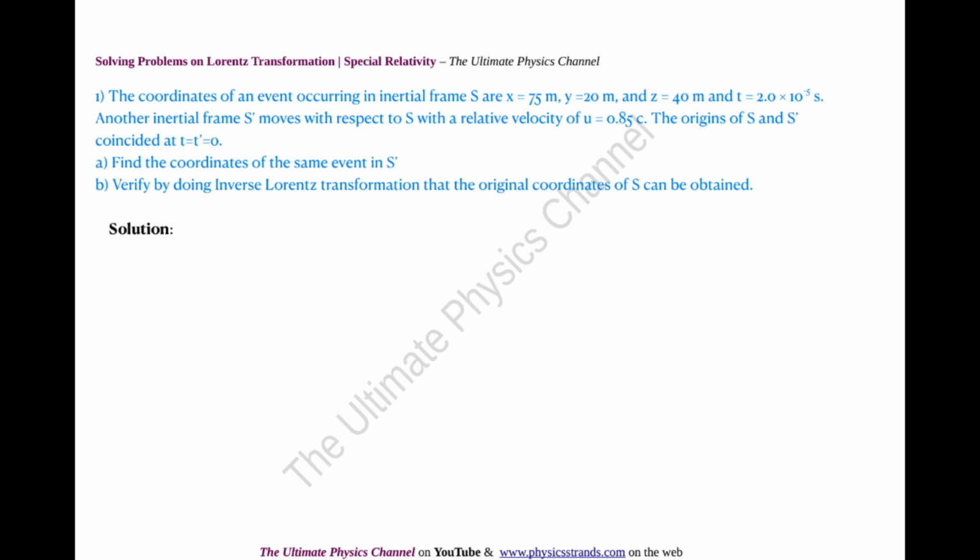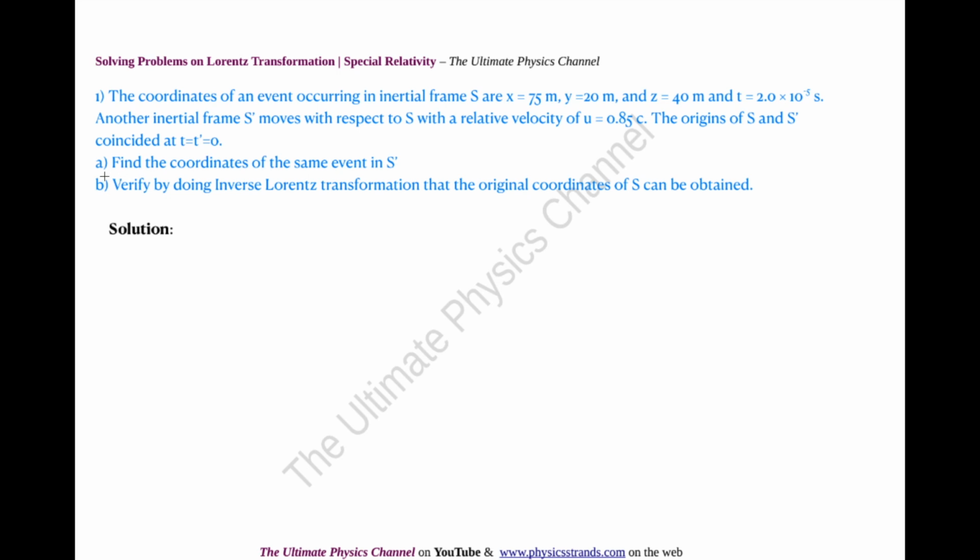The first problem: the coordinates of an event occurring in inertial frame S are x equal to 75 meters, y equal to 20, z equal to 40 meters, and the time is 2 times 10 power minus 5 seconds, right? So we have got x, y, z and t in the S frame of reference. Now another inertial frame S prime moves with respect to S with the relative velocity u equal to 0.85 times c, that is the speed of light. The origins of S and S prime coincided at t equal to t prime equal to 0.